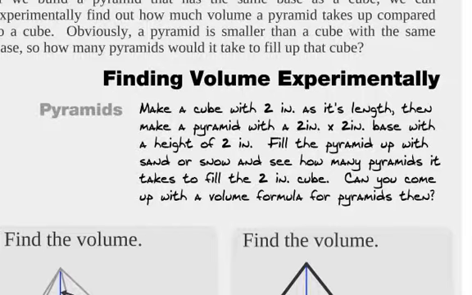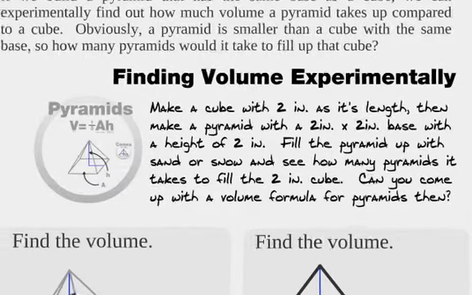All right, if you did that, how many times did you fill up that pyramid to take the pyramid and put it inside that cube? Did you do the experiment? Well, how many pyramids did you need to fill up that cube or that prism that you made? Well, if you got 3, that's what it is.